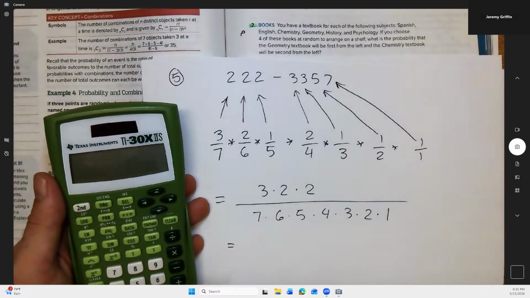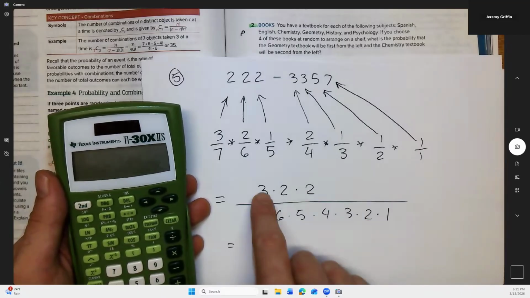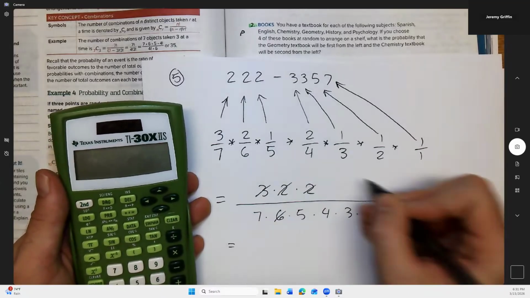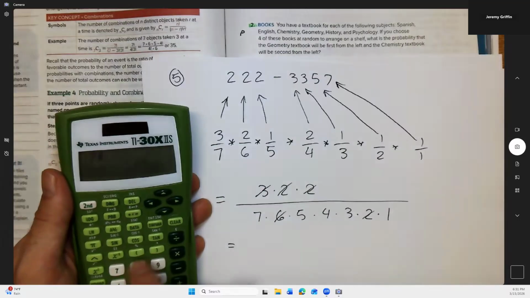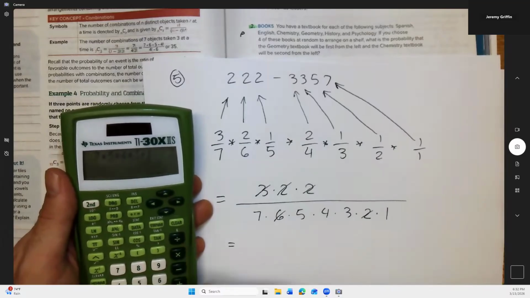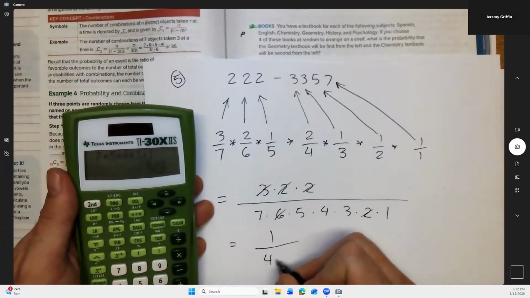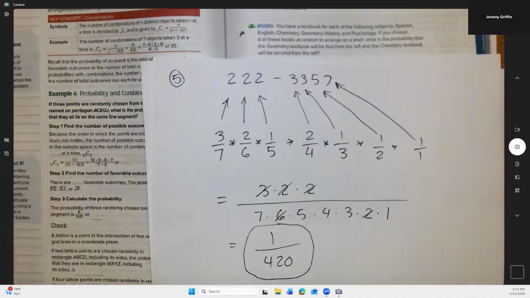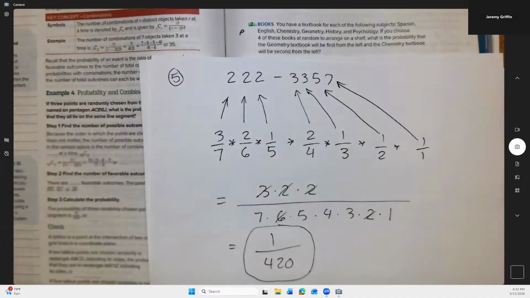Let's see, 3 times 2 would cancel with the 6. Yeah, this 2 cancels with this 2. So 7 by 5 by 4 by 3 and then by 1 first, right? And so that's 1 out of 420. Yeah, and the textbook is saying that's the answer. It's 1 out of 420 that you would put those numbers in that order.